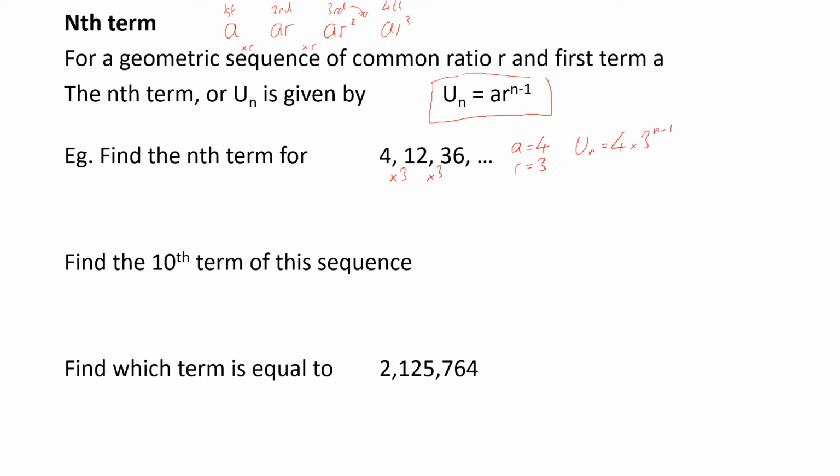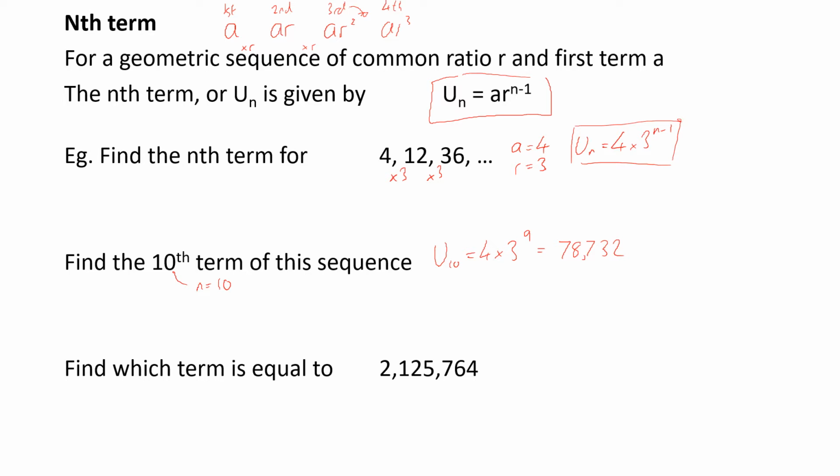That's our nth term. It says that we then want to use that to find the 10th term of the sequence. So that means we're going to use n equals 10, and we're going to substitute it into the formula that we've just come up with. So we can say that our 10th term is equal to 4 times 3, and this time to the power of 9. And that gives us a suitably massive 78,732.